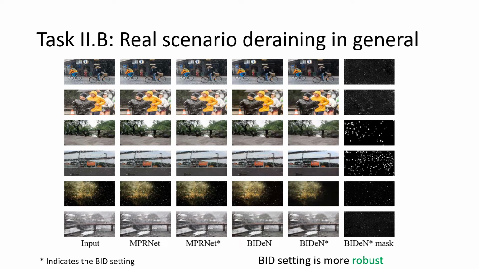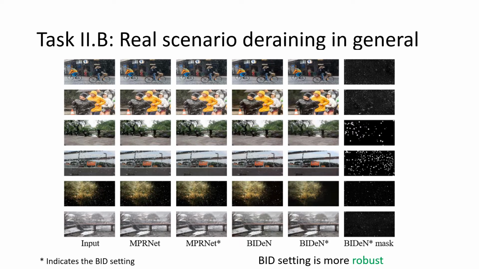Task 2B aims to compare the BID training setting and conventional image decomposition setting in the real world. Here we show some real results of MPRNet and Biden on real images. Both MPRNet and Biden are trained with conventional image decomposition setting and BID setting. In the conventional setting, we train models with 4 times more data and training iterations than the BID setting.